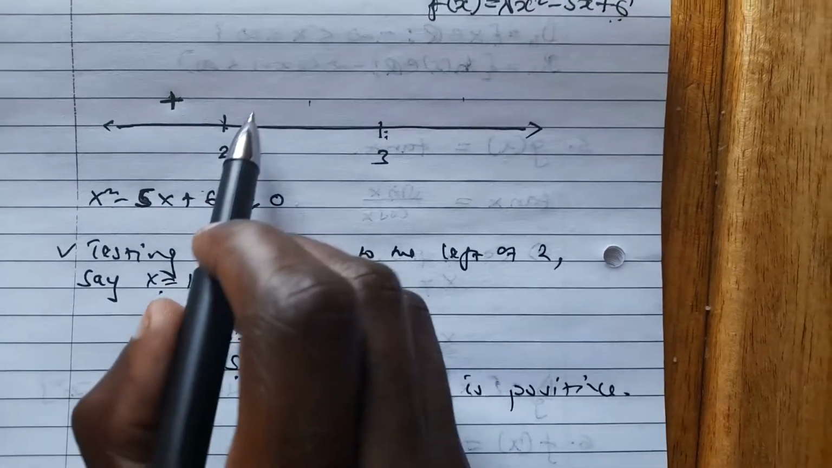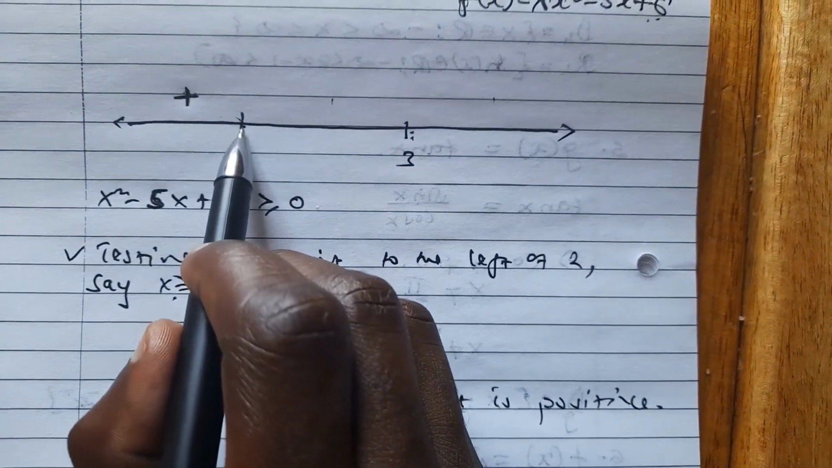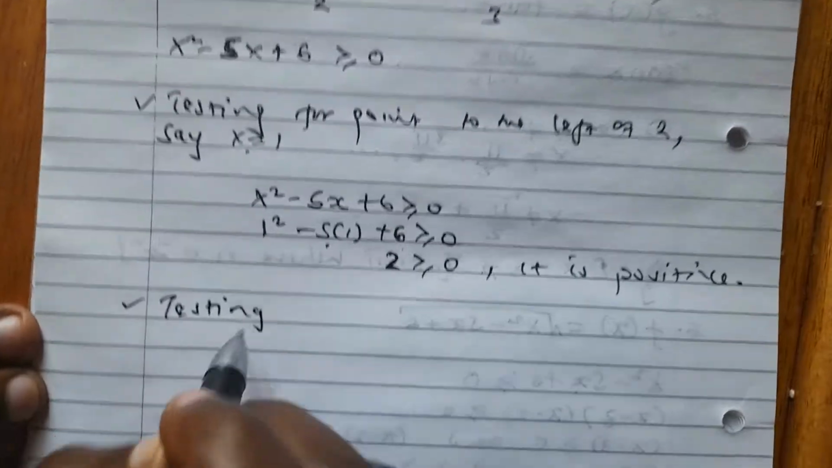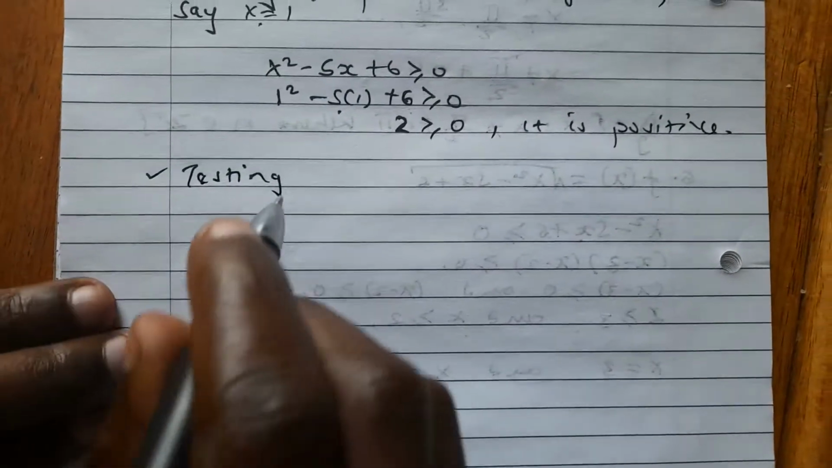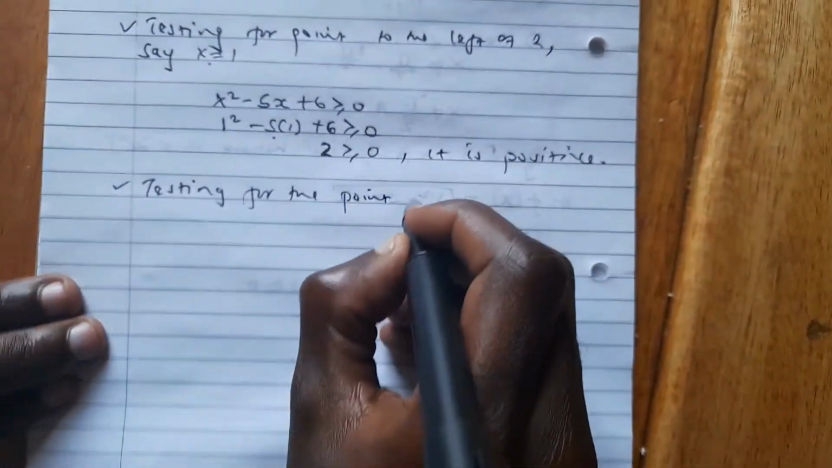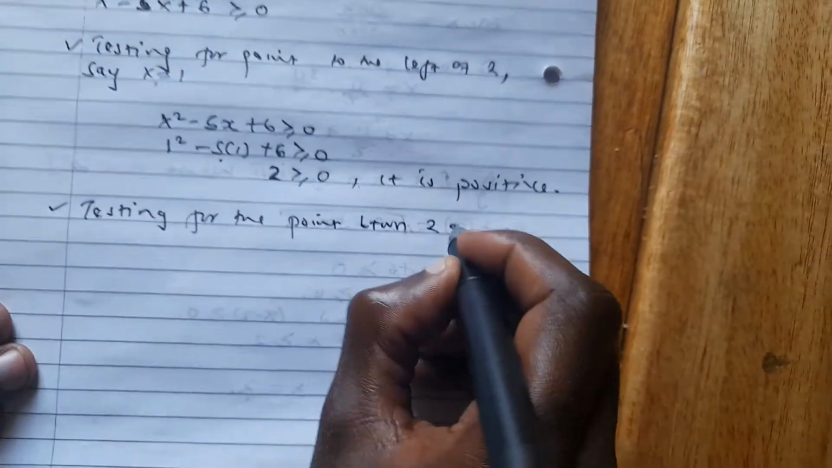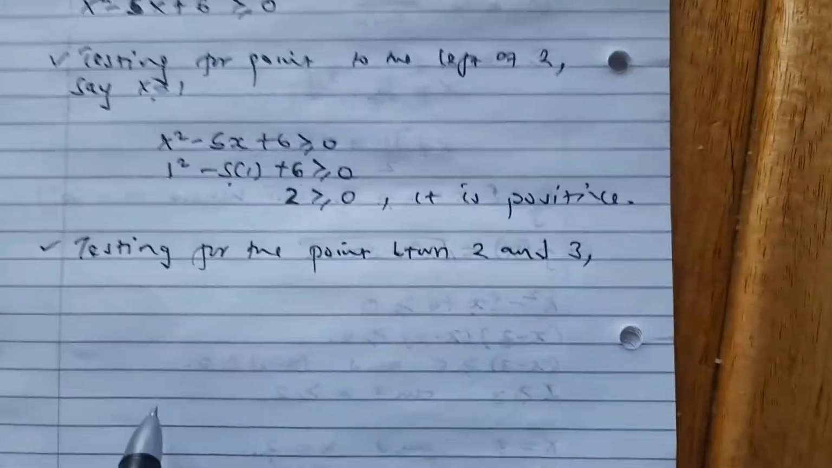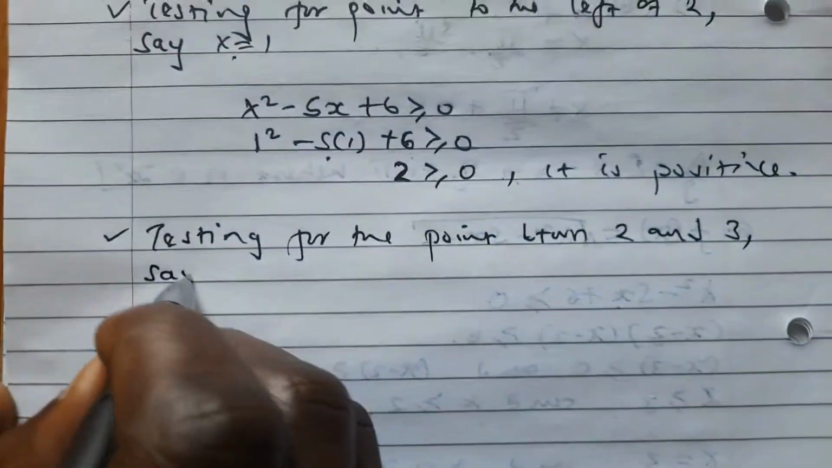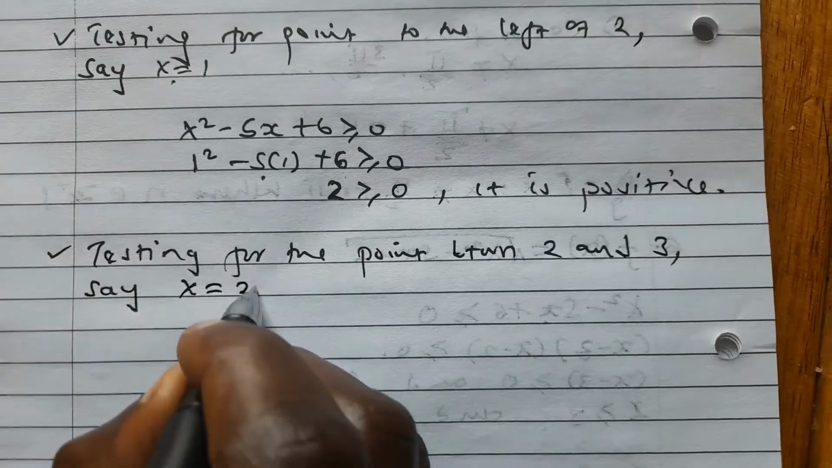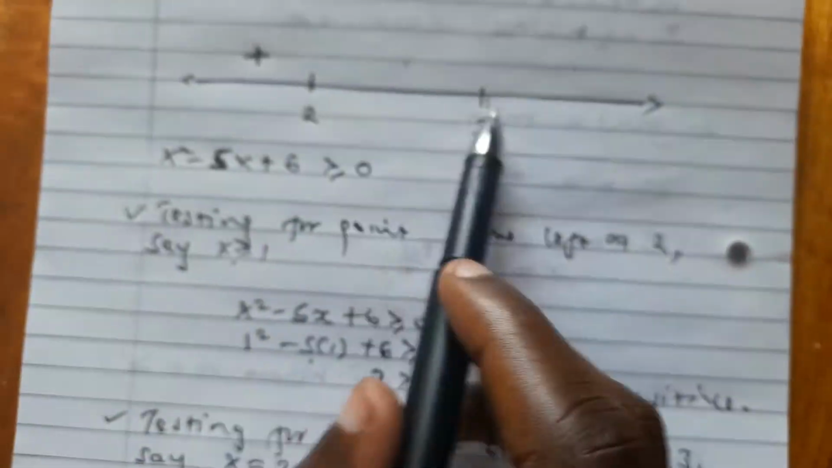So let's test for the interval between 2 and 3. Testing for the point between 2 and 3. We need to pick a point between 2 and 3, let's say x equals 2.5. It is somewhere here, so it's in between.